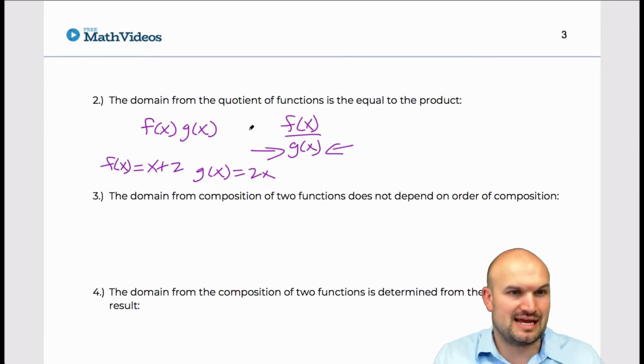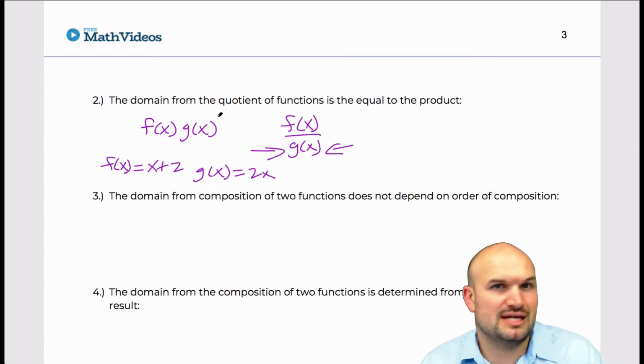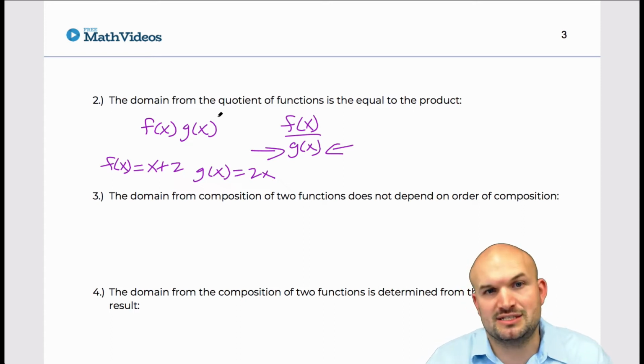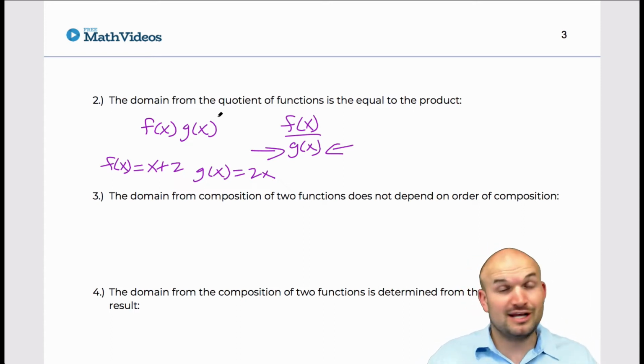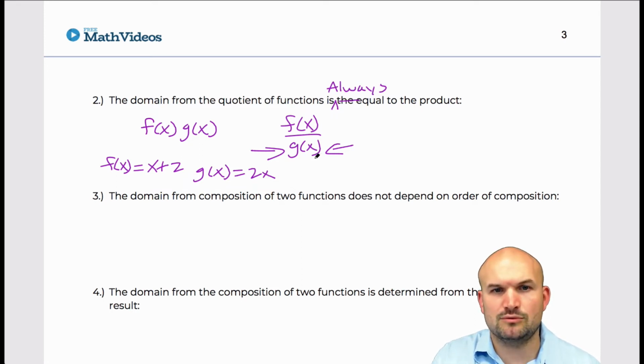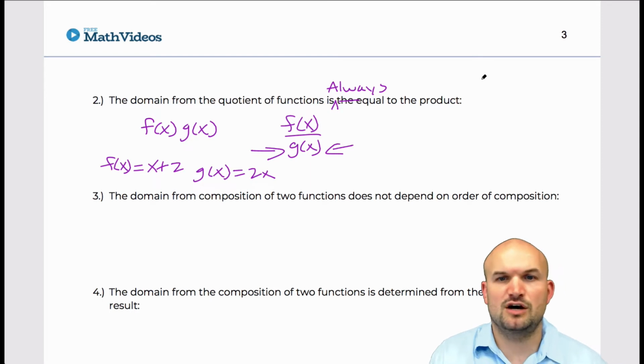So it's not the same as multiplication, addition, and subtraction. We've got to be careful with that. It could be the same, but it's not always going to be the same. I should say the domain of the quotient is not always equal to the domain of the product of two functions.